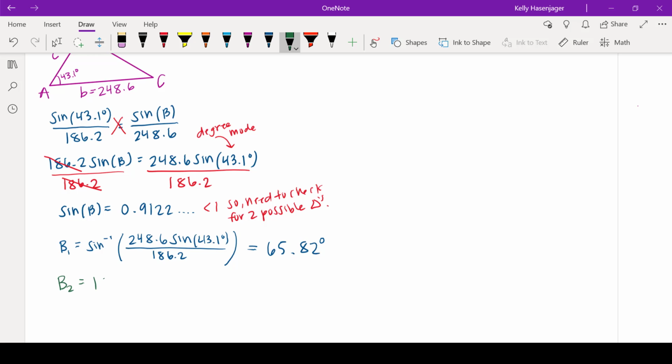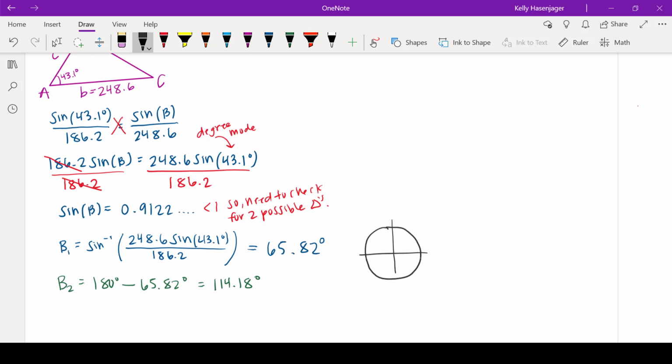And then to find our second angle, we'll label that B sub 2. We'll do the supplement of that. So 180 degrees minus 65.82. That's our first possible angle, B1. And when we put that in our calculator, we get 114.18 degrees. So we have 2 possible angles for B, which means there's 2 possible triangles.